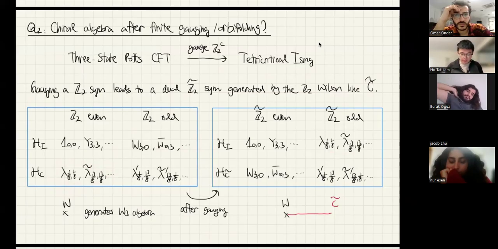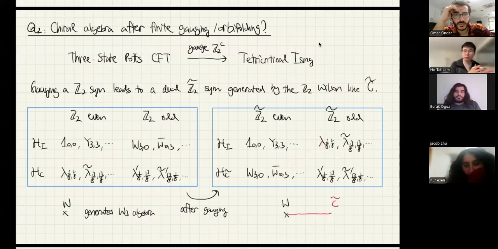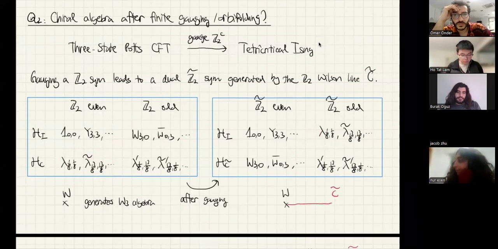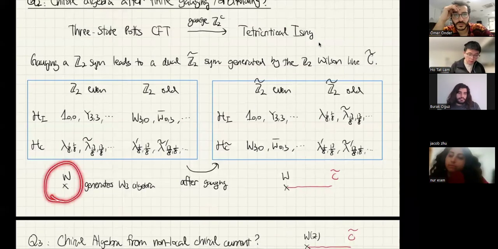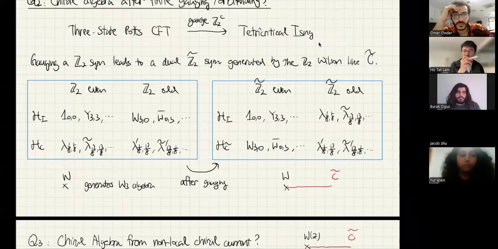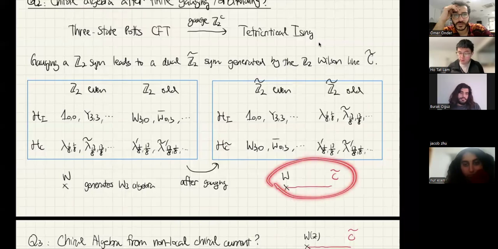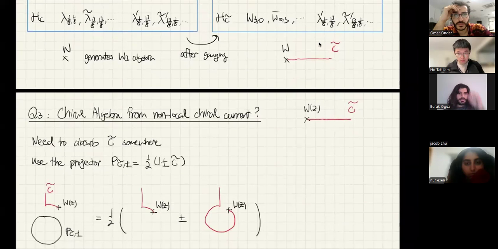So what we have seen is that after gauging, the operators' contents are actually reshuffled. Some local operators become non-local, and some non-local operators become local. And in particular, the W operators, which are the local operators that generate the W3 algebra, actually become non-local operators after gauging, okay?